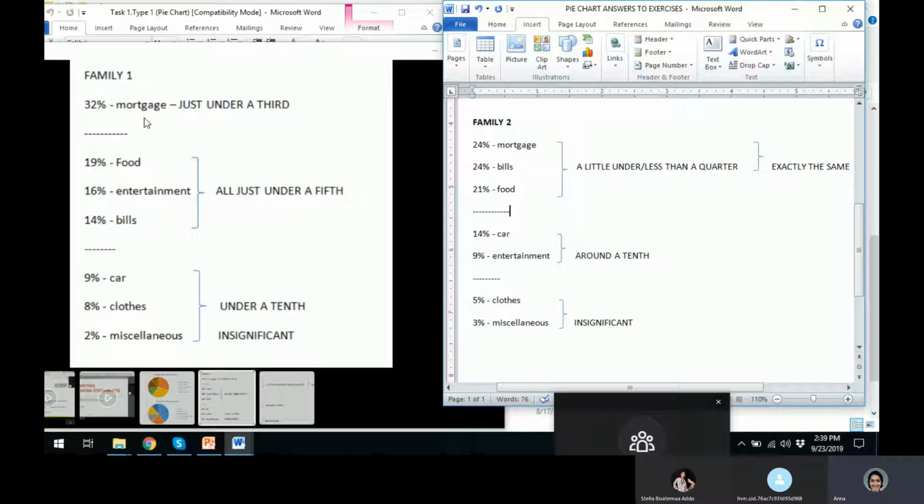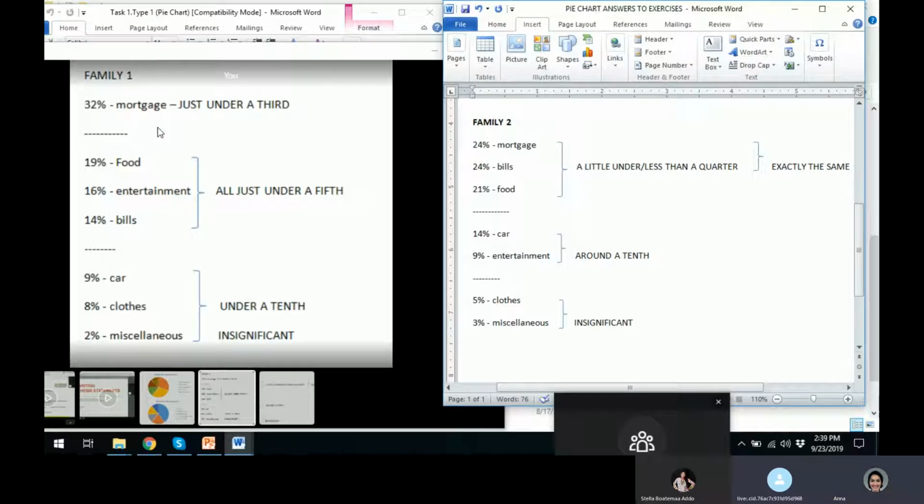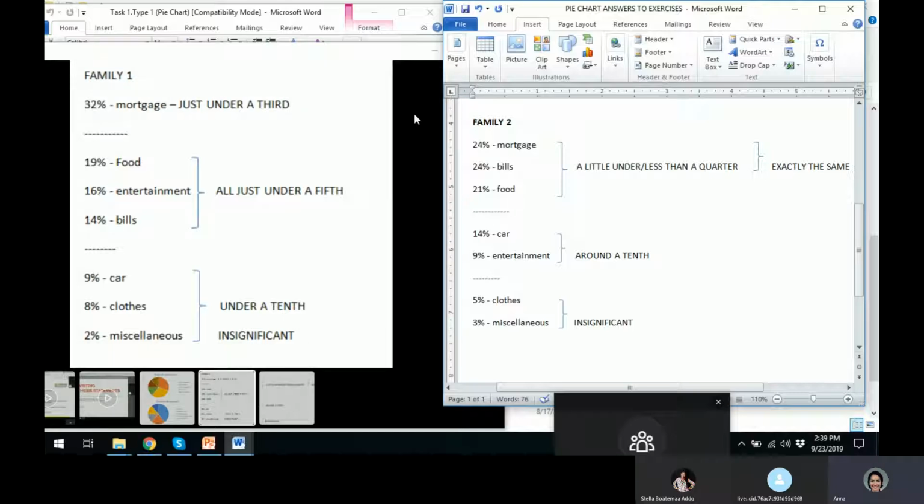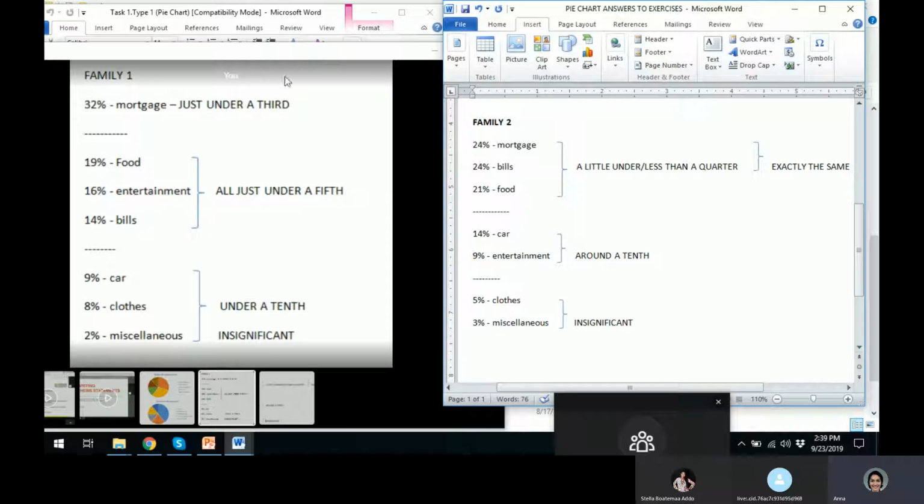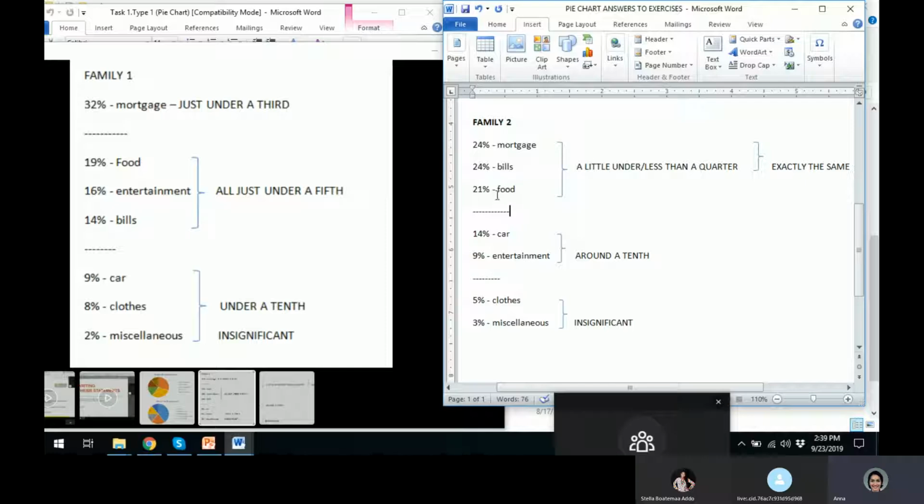And how about food? Are the budgets for food similar to each other? 19 and then 21. Yes, very close. So I would say that the budgets for food of both families are similar. It's just under a fifth for family one. Because I don't want to repeat "less than a quarter," maybe I can say around a fifth, because 21 and 19 are both around a fifth.